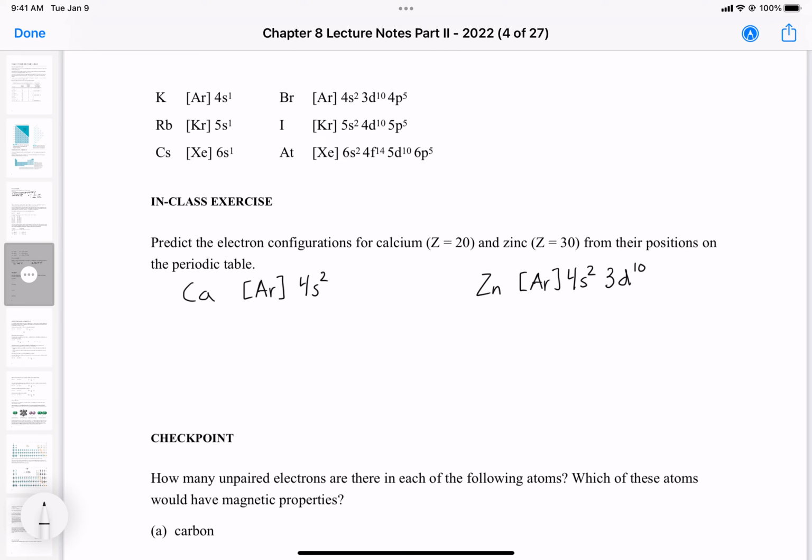Okay? So there's two ways you can do it. You can count how many electrons a noble gas has, and then count how many additional electrons that element has. Or you can just look at the periodic table and figure out which position your element occupies, and you would count the number of electrons and fill out the sublevel based on that number. So zinc: argon, 4s2, 3d10. Calcium: argon, 4s2.